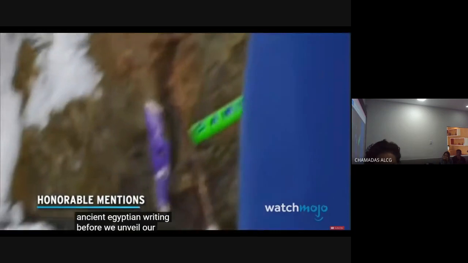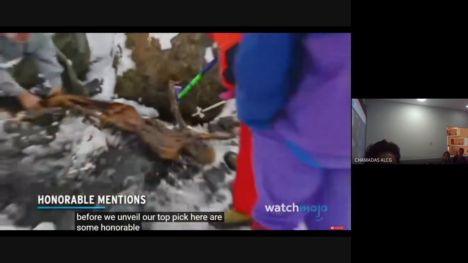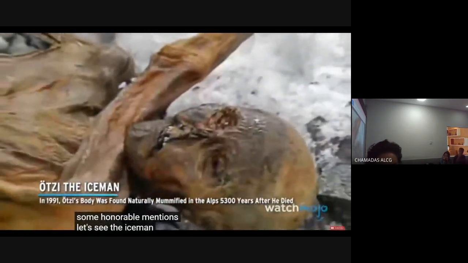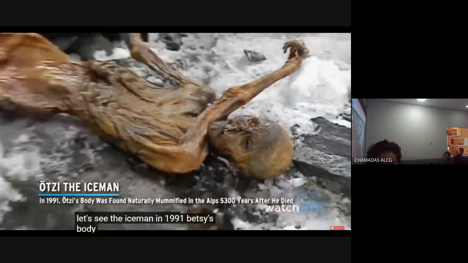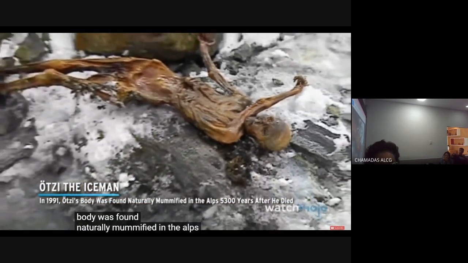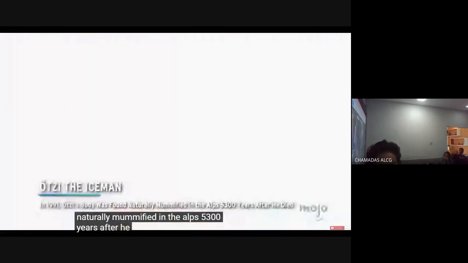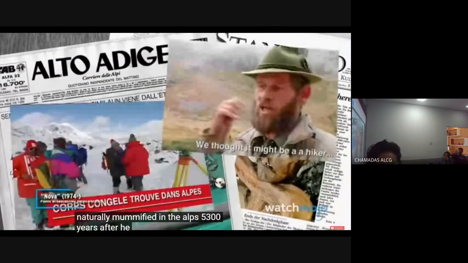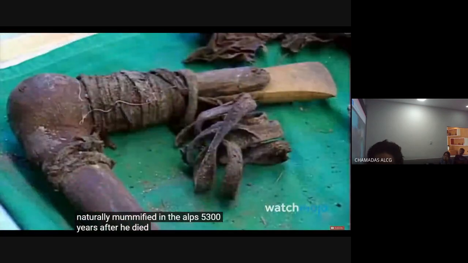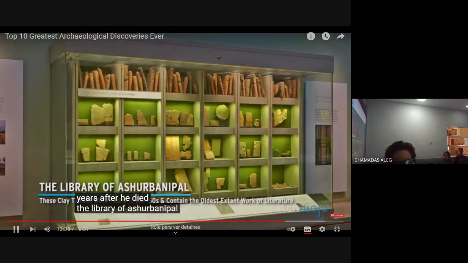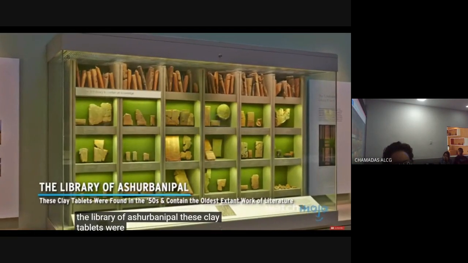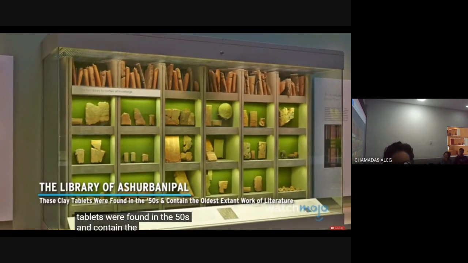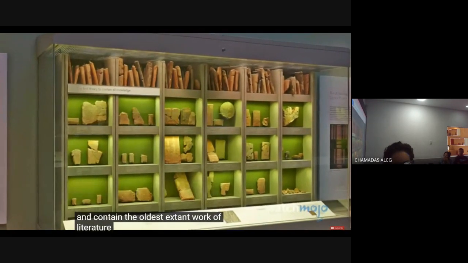Before we unveil our top pick, here are some honorable mentions. Ötzi the Iceman. In 1991, Ötzi's body was found naturally mummified in the Alps 5,300 years after he died. The Library of Ashurbanipal. These clay tablets were found in the 50s and contain the oldest extant work of literature.